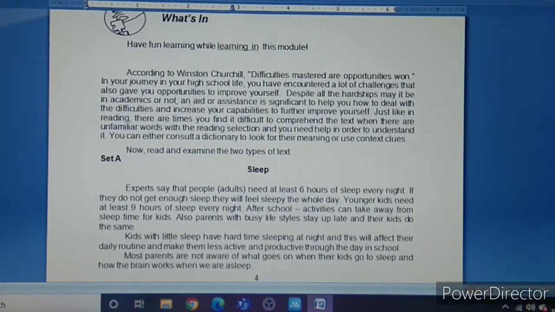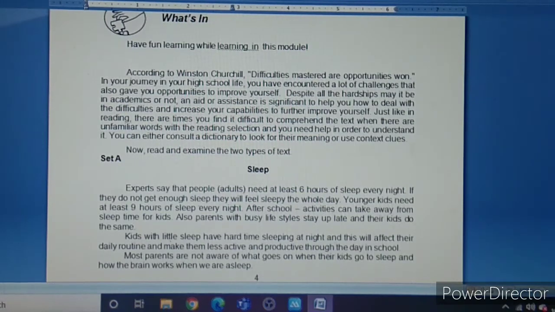According to Winston Churchill, difficulties mastered are opportunities won. In your journey in high school, you have encountered a lot of challenges that also gave you opportunities to improve yourself. Despite all the hardships, may it be in academics or not, an aid or assistance is significant to help you deal with the difficulties and increase your capabilities to further improve yourself. Just like in reading, there are times you find it difficult to comprehend the text when there are unfamiliar words in the reading selection and you need help in order to understand it.